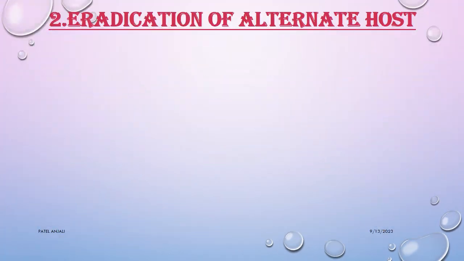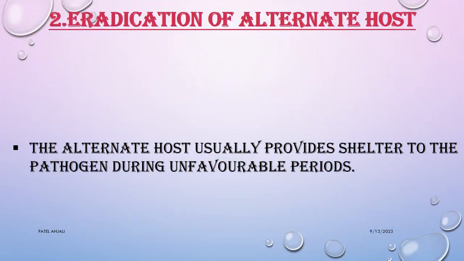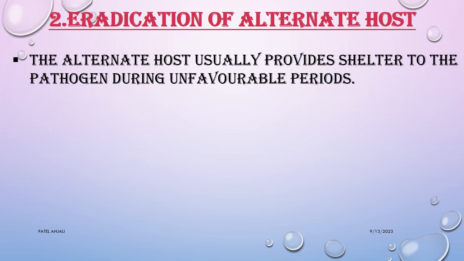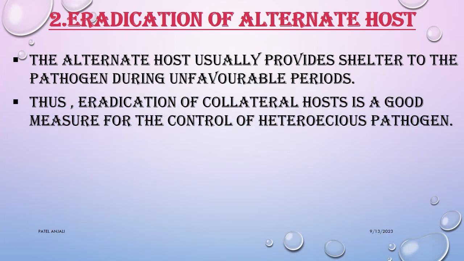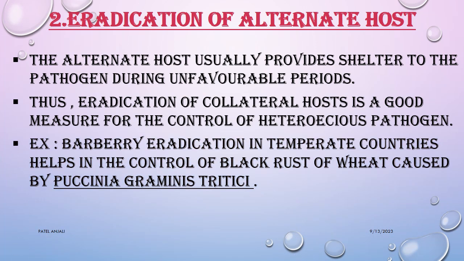So, eradication of alternate host. The alternate host usually provides shelter to the pathogen during unfavorable conditions. Thus, eradication of collateral host is a good measure for the control of heteroecious pathogen. Barberry eradication in temperate countries helps in the control of black rust of wheat caused by Puccinia graminis.